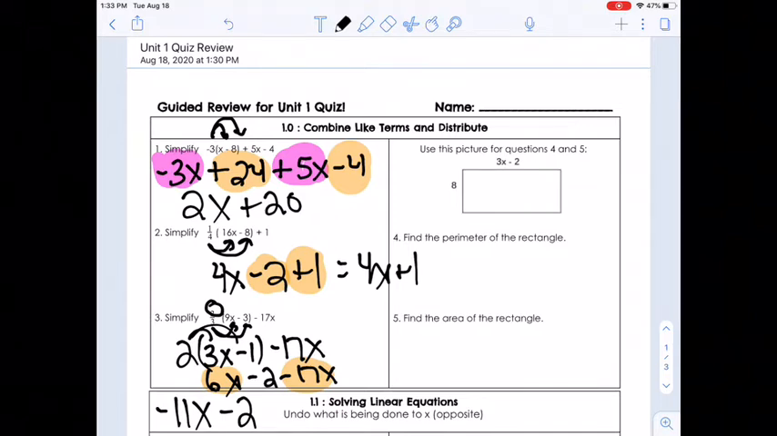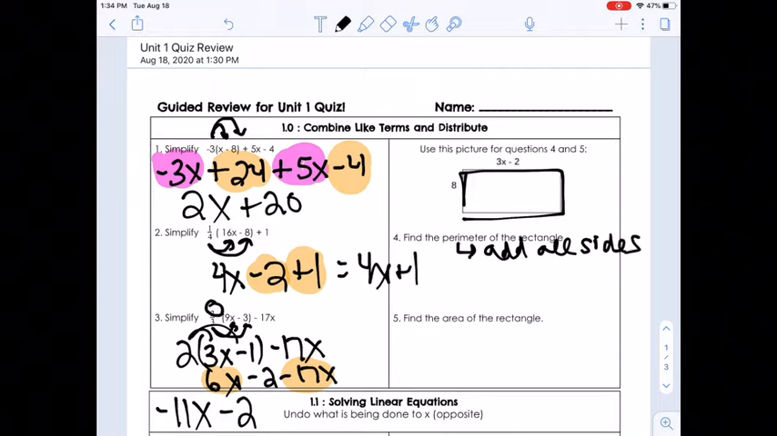Number 4, we are going to use this rectangular picture for numbers 4 and 5. Number 4 says write the perimeter. Perimeter means to add all sides. So that's what we are going to do. Notice there are 4 different sides, so let's fill out our picture. This side is also 3x minus 2, and since this side is 8, the other side is also 8.